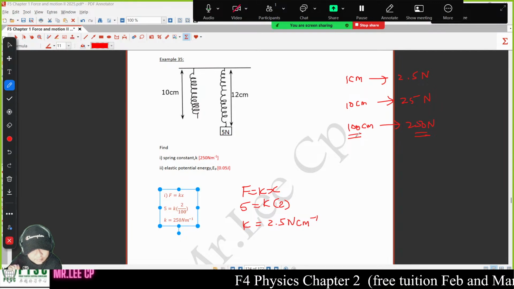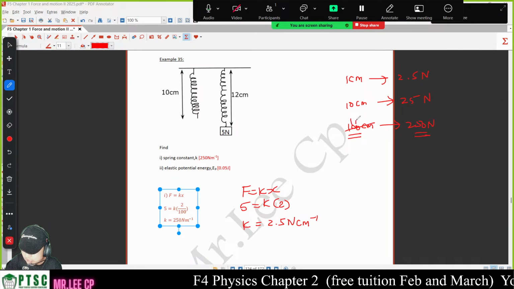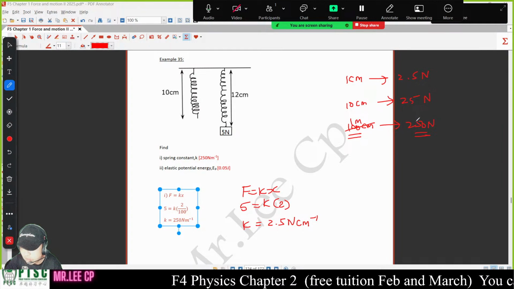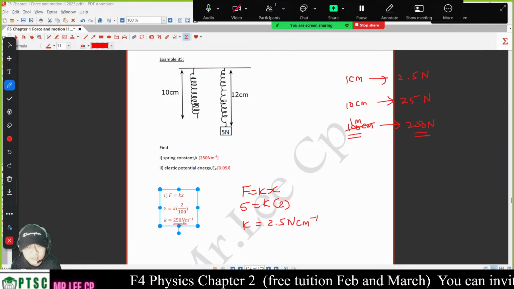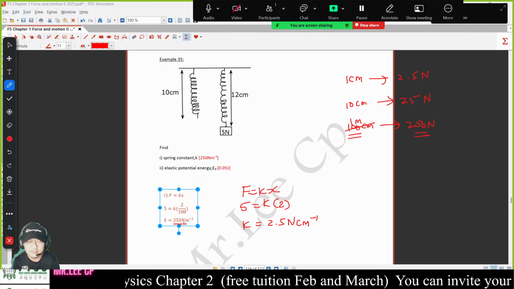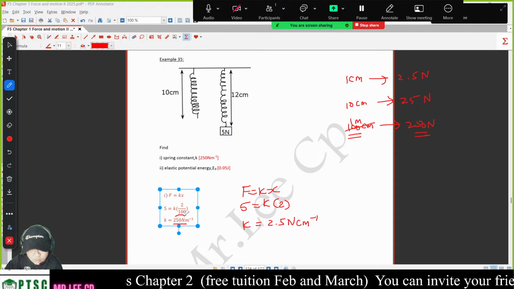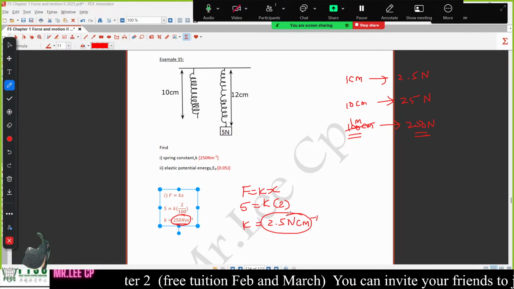Am I right? Okay. 100 cm is 1 meter. So it is 250 per meter. 250 per meter. They are the same thing. Exactly the same. But this one is in SI unit. This one is not in SI unit.